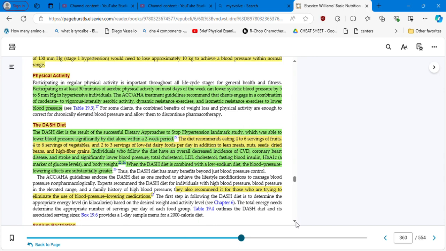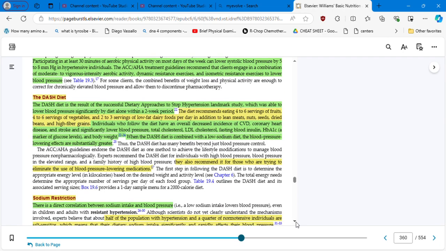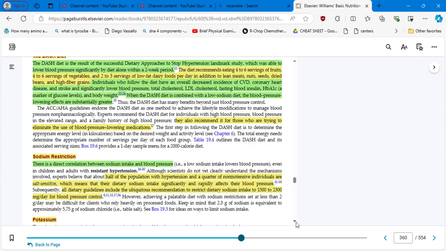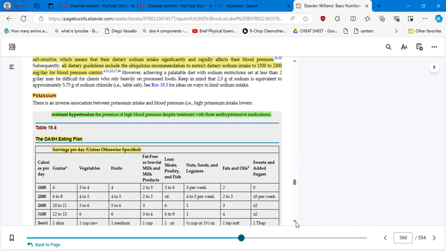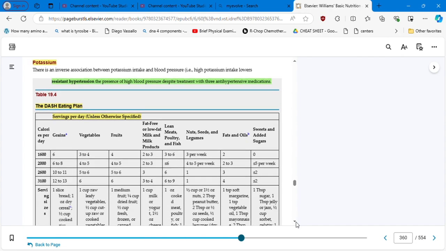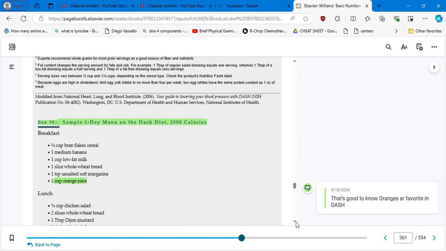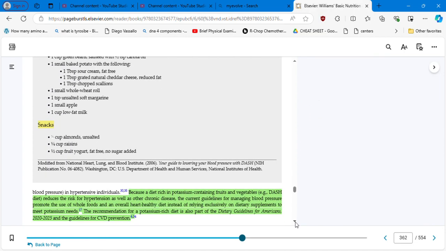The DASH diet that we recommended when we were analyzing that table is the most effective to reduce hypertension and the risk for CVD. Okay, so you can keep an extra eye on the amount of servings of this diet. And we have sodium restriction, and also we need to consider potassium. Okay, and there is an inverse association between potassium intake and blood pressure. High potassium intake lowers blood pressure in hypertensive individuals.